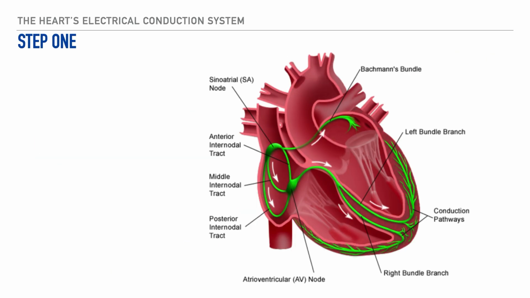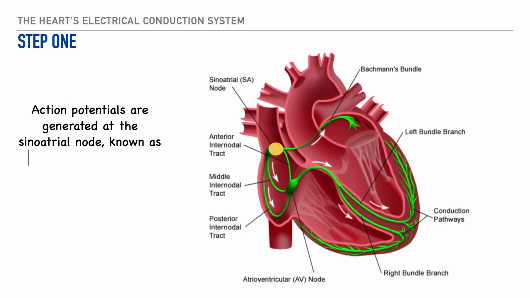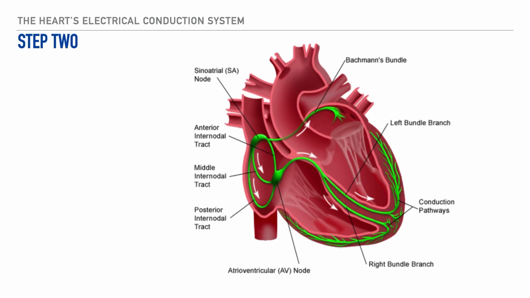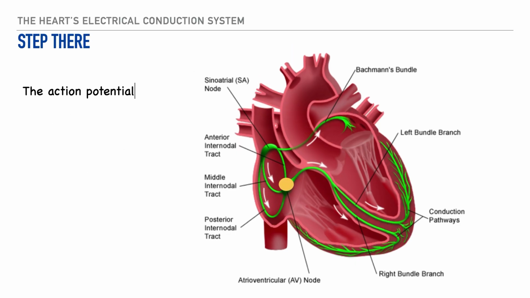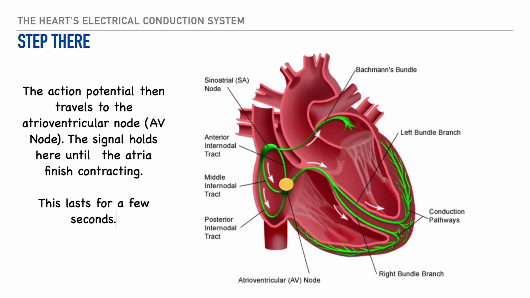So now that we have the primary components identified, let's list the steps in which the electrical conduction system takes place. First, we start with the action potential being generated at the sinoatrial node, which we again call the pacemaker of the heart. From here, the action potential travels across the atria, causing the atria to contract.